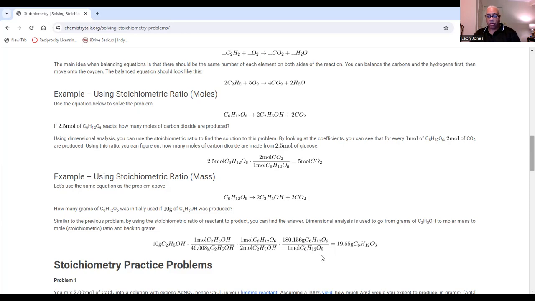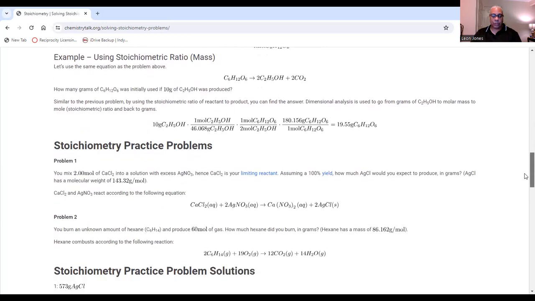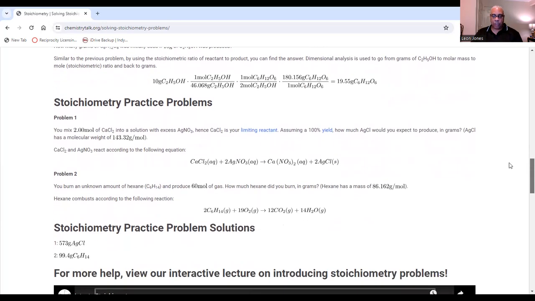We want them to cancel. And like I said, when everything cancels, you get 19.55 grams of glucose. Again, here's another problem.